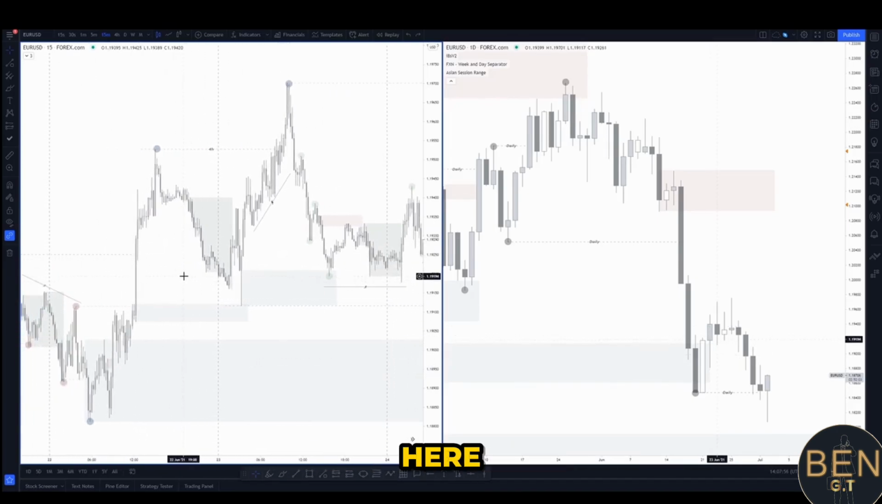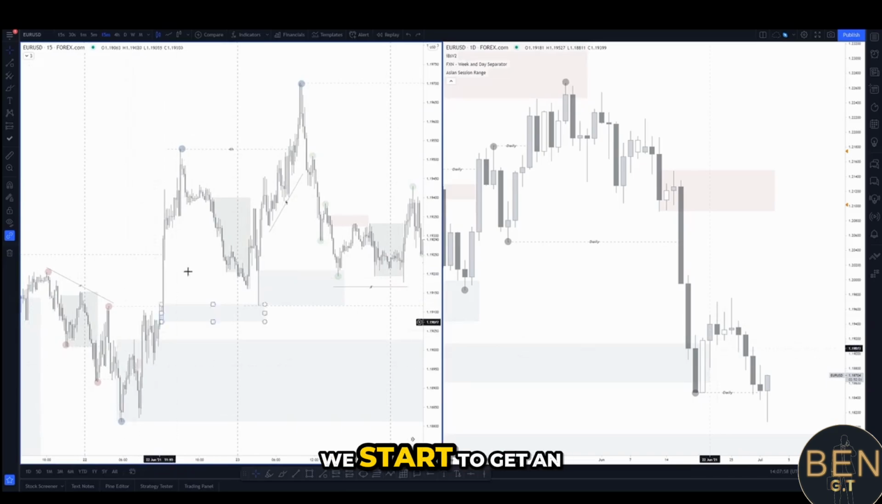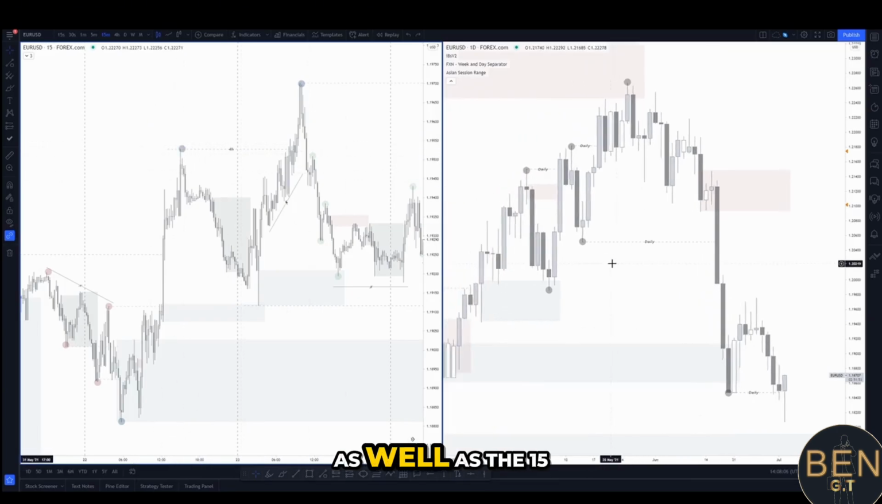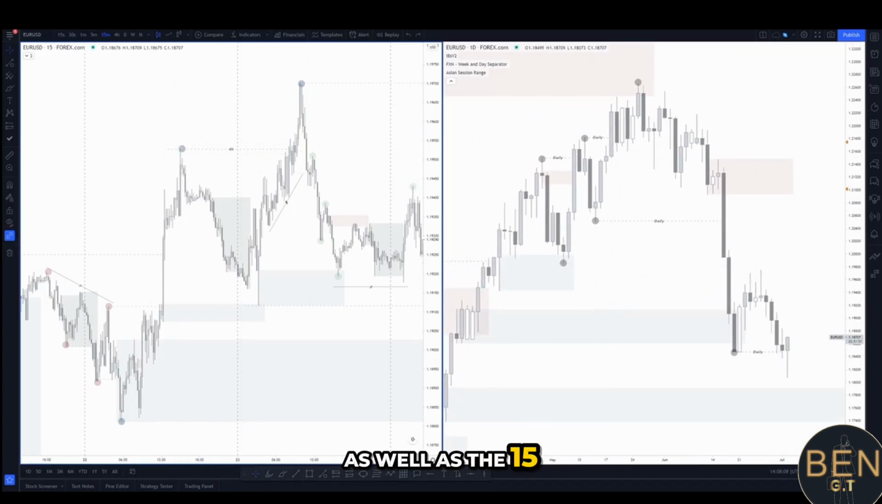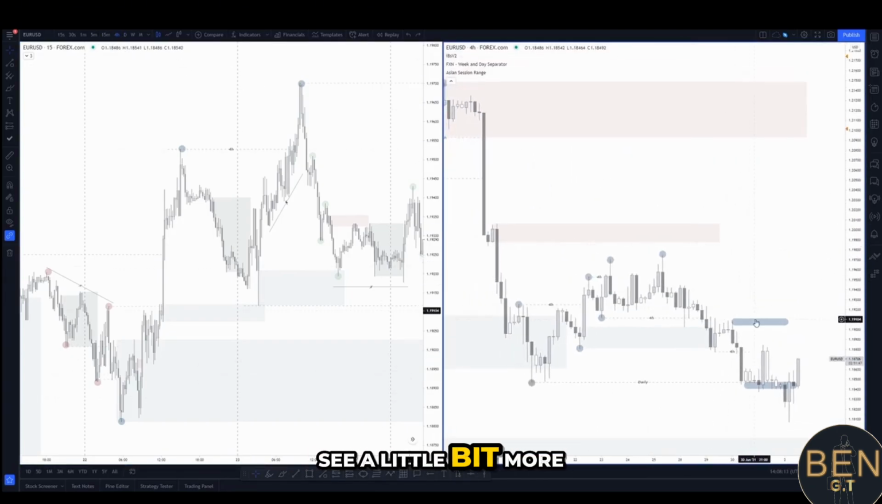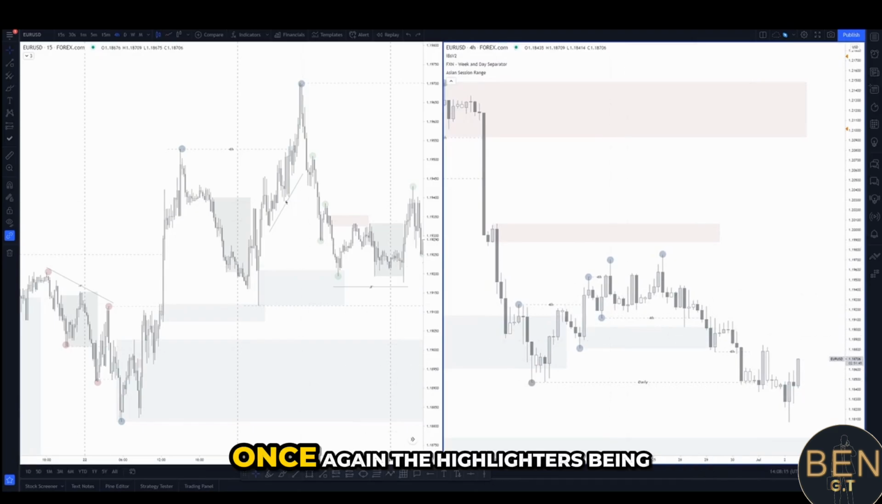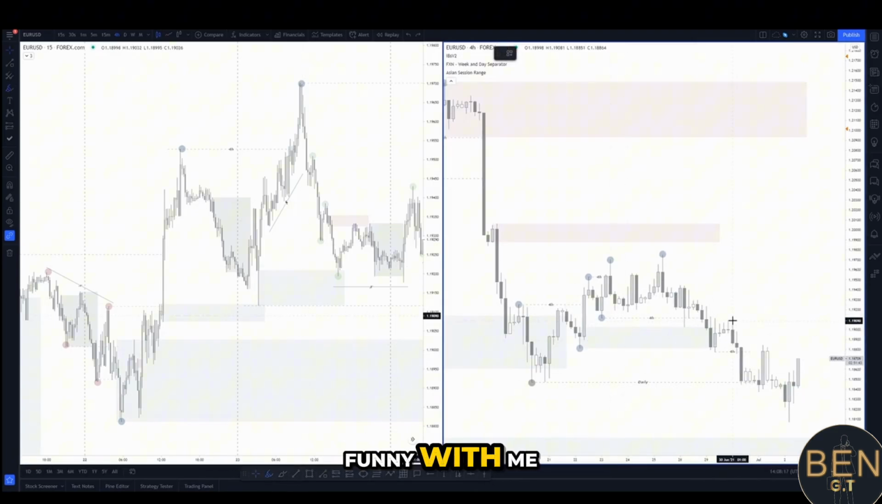But as we can see here with the 15-minute and the 4-hour, we start to get an alignment of market structure where we get this large expansion to the upside, and it creates the 4-hour swing high as well as the 15-minute swing high. We'll just switch this chart back to the 4-hour again, just so we can see a little bit more structure. Once again, the highlighter's being funny with me.